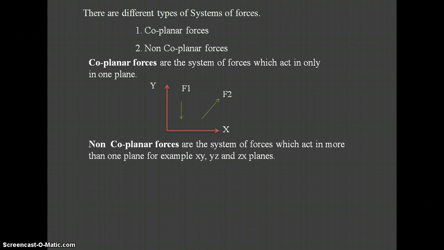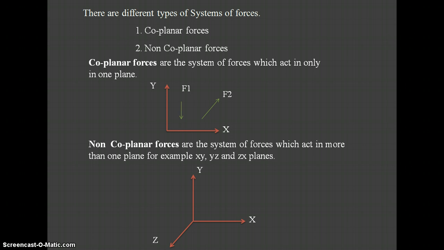Okay. Next, non-coplanar forces. Non-coplanar forces are the system of forces which act in more than one plane, for example xy, yz and zx. It means a set of forces will be acting in all the planes. It means in more than one plane, the forces will be acting on a body. So here the planes are given as three-dimensional planes xy, yz and zx.